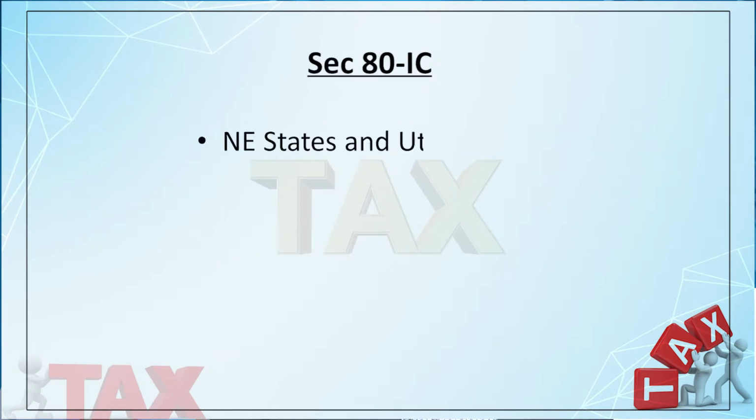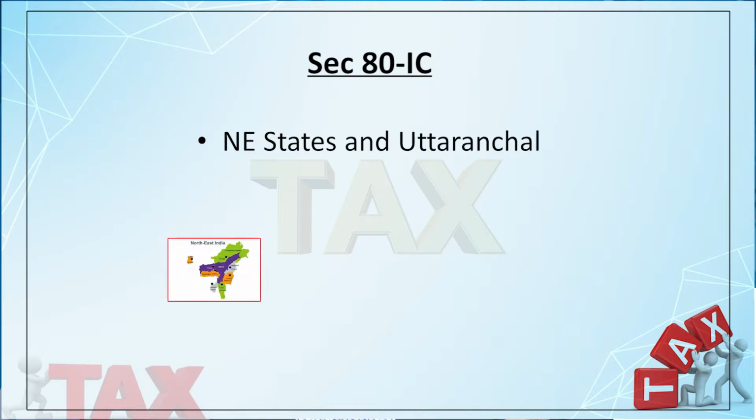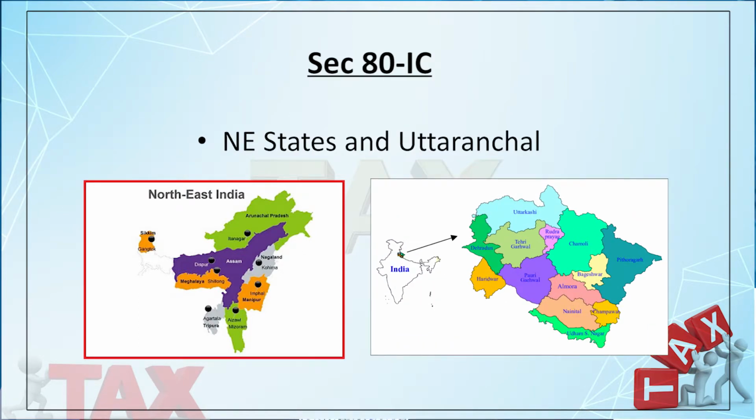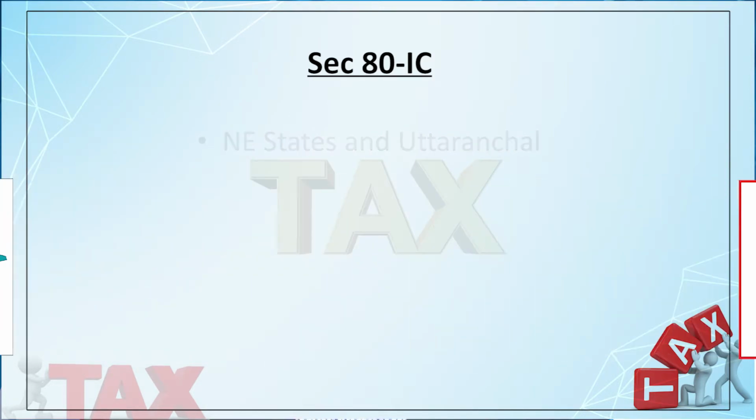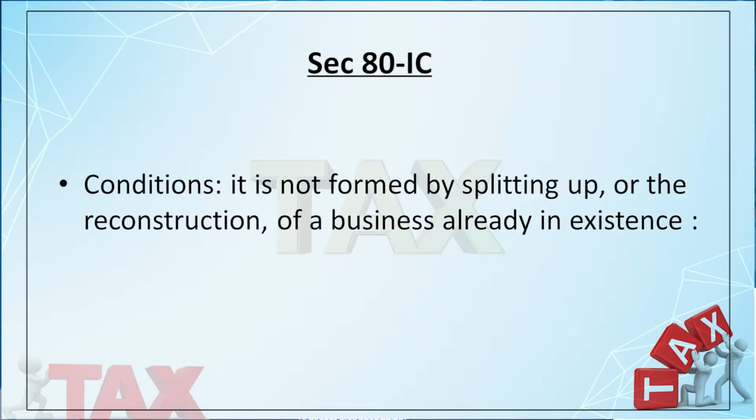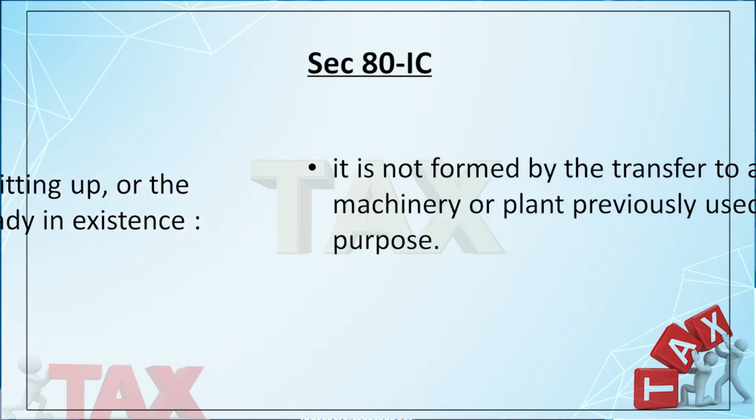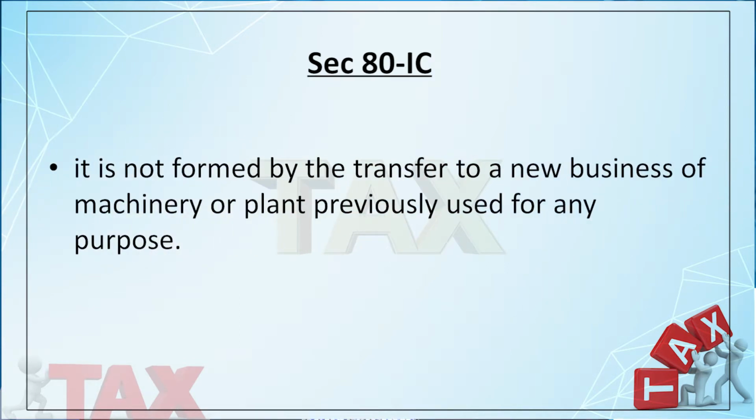In 80IC, you will get the location like northeastern states and Uttaranchal. Here, the condition will remain the same because it should be a new industrial undertaking. Whether section 80IB, 80IC, 80ID or 80IA is effective, the industrial unit should be a new one. It is not formed by splitting up or reconstruction of a business already in existence, mind it. And it is not formed by transfer to a new business of machinery or plant previously used for any purpose. Certain exemptions are there, but the major condition is that it should be a new company. It should not be formed by splitting of the existing companies.